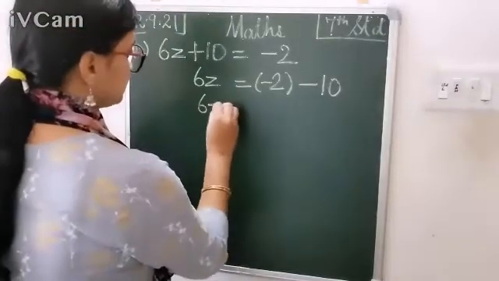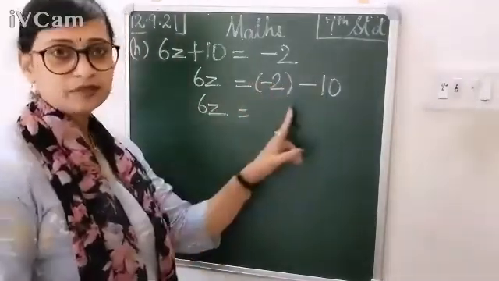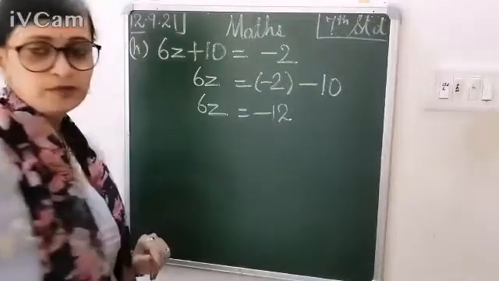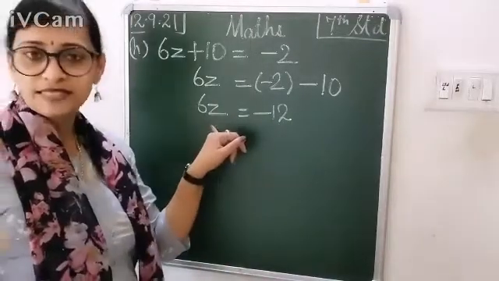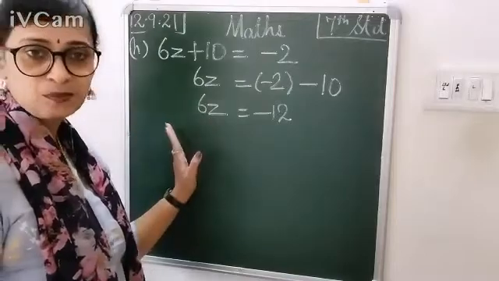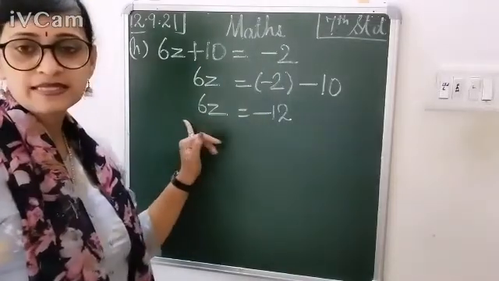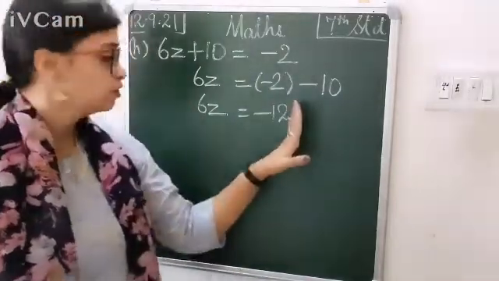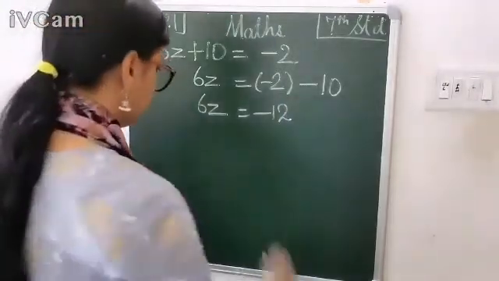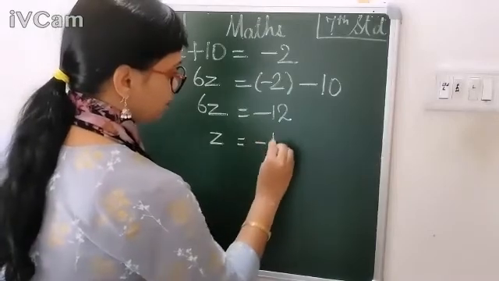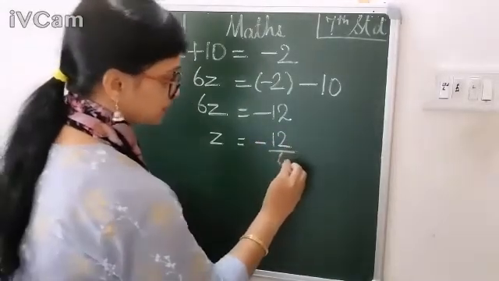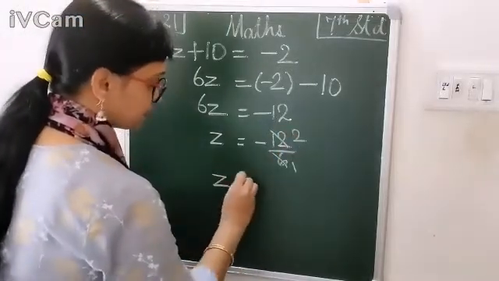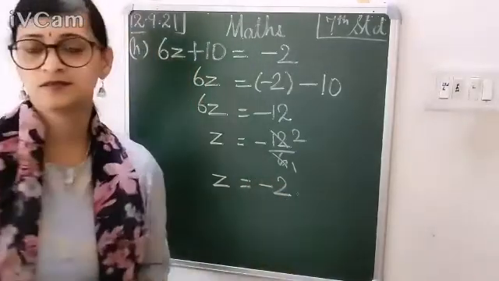Correct? So here 6z, since the signs are the same, you will add the numbers and put the same sign. So 2 plus 10 is 12, and since both the signs are the same, you will put minus. Now you have 6 still attached to the variable, so you need to transpose 6 to the other side. The sign between 6 and z is multiplication, which means when you shift 6 from the left hand side to the right hand side, it will come to the denominator, which means z is equal to -12, and 6 will come down, which is divided by 6. So 6 ones are 6, 6 twos are 12, so the value of z is equal to -2.